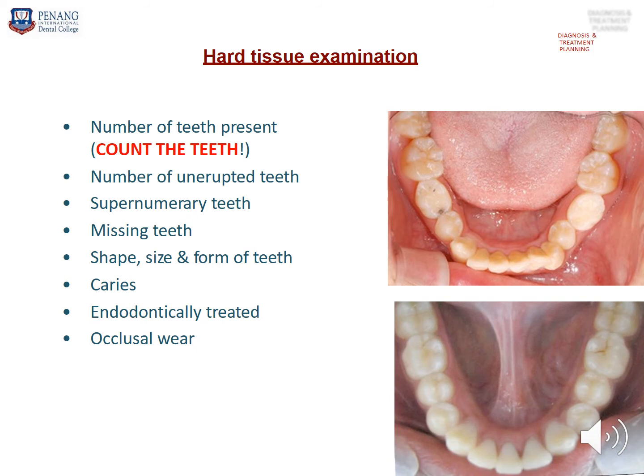And then you also need to check for any unerupted teeth. You also need to check for supernumerary teeth and any missing teeth. You also need to check the size, the shape, and the form of the teeth. Check for any caries, any endodontically treated teeth, and any occlusal wear.